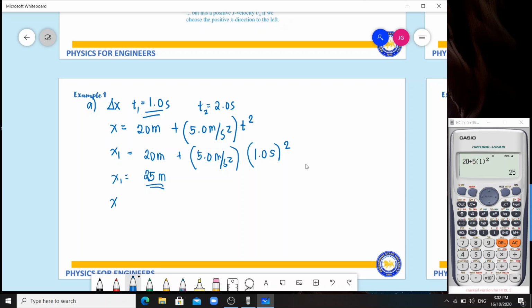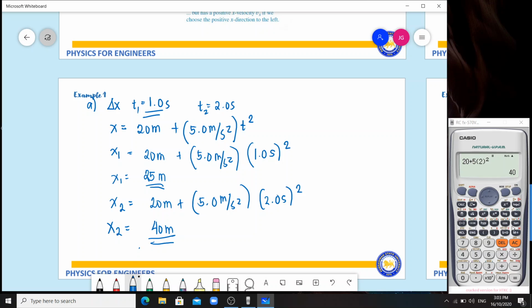So how do we compute for x2? Siyempre, we just have to substitute T2, okay? 20 meters plus 5.0 meters per second squared, 2.0 seconds squared. Okay. Then, x2, we have to compute. Palitan lang natin ng 2. 40. Alright. 40. Same principle yung significant figures, okay? So, ang sagot lang natin is 40 meters.